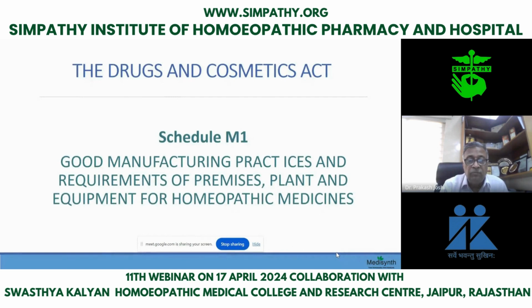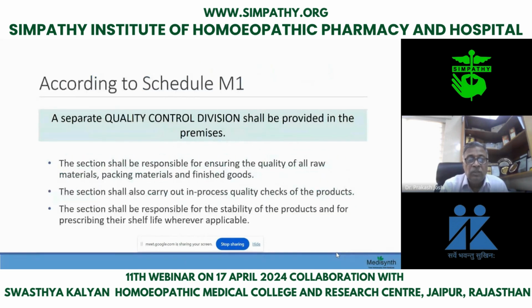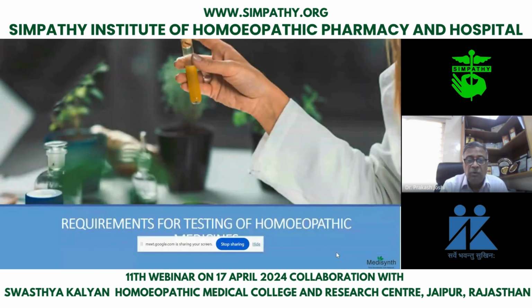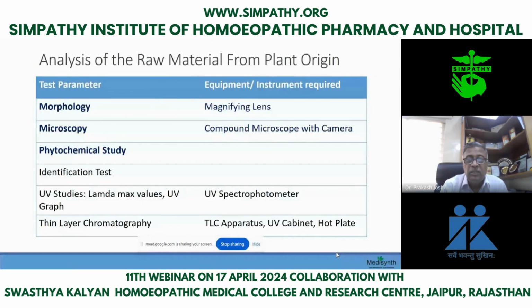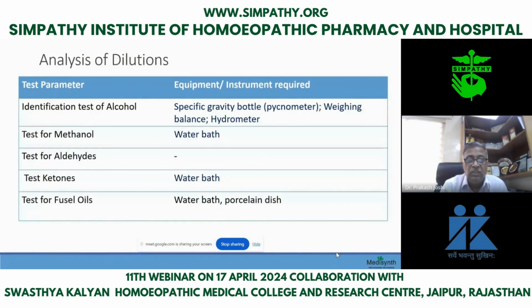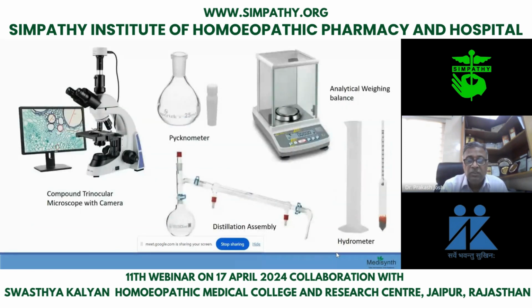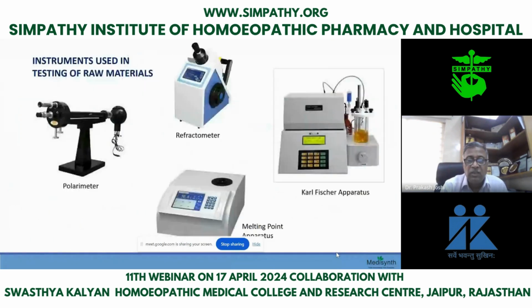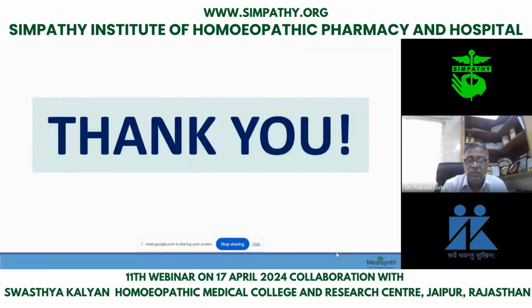Then Schedule M1 clearly says about the quality control division. It should have the responsibility, as you can see from the Drugs and Cosmetics Act. These are the equipments which one should have. These are the raw material testing parameters for plant origin. You can see the mother tincture parameters. These are the dilution parameters. These are the instruments which are used. I will be more happy if the students ask questions, and I will be happy to answer their queries. Thank you very much. God bless you.